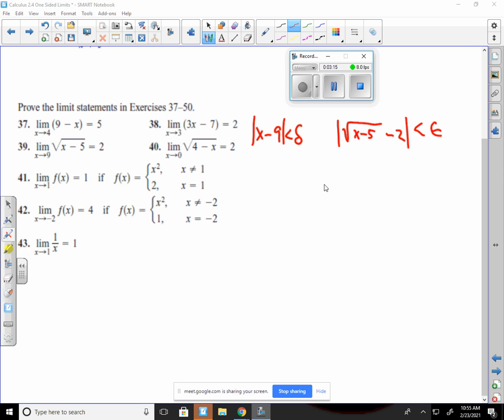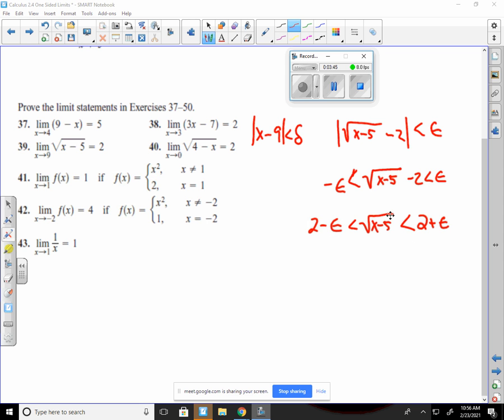which means I'm going to now have a negative epsilon is less than the square root of x minus 5 minus 2, less than epsilon. Add that 2 over now. I have 2 minus epsilon is less than the square root of x minus 5, which is less than 2 plus epsilon.